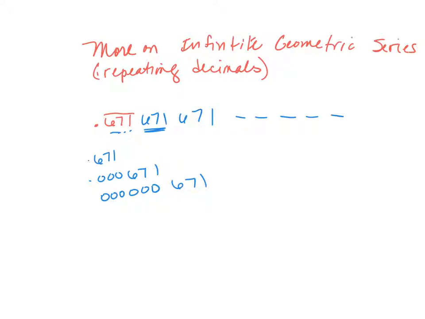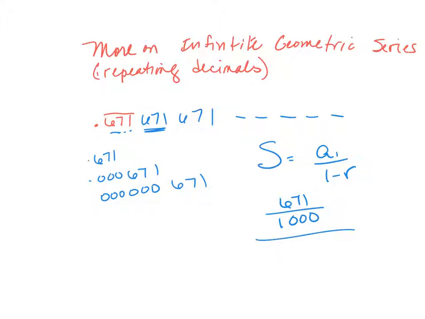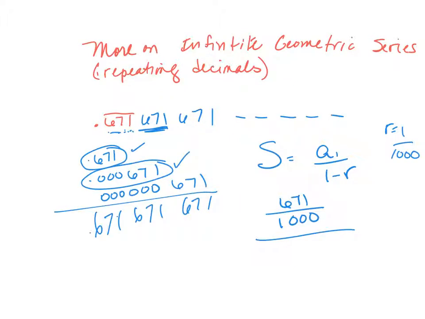So we could also use the sum formula, which is A1 over 1 minus R. We know A1 is 671 over a 1 with 3 zeros, over 1,000, because it's 3 decimal places. Everybody get that so far? And R is 1,000, I think. So go ahead and take this guy and divide it by this guy to get R. So R is 1 over 1,000.